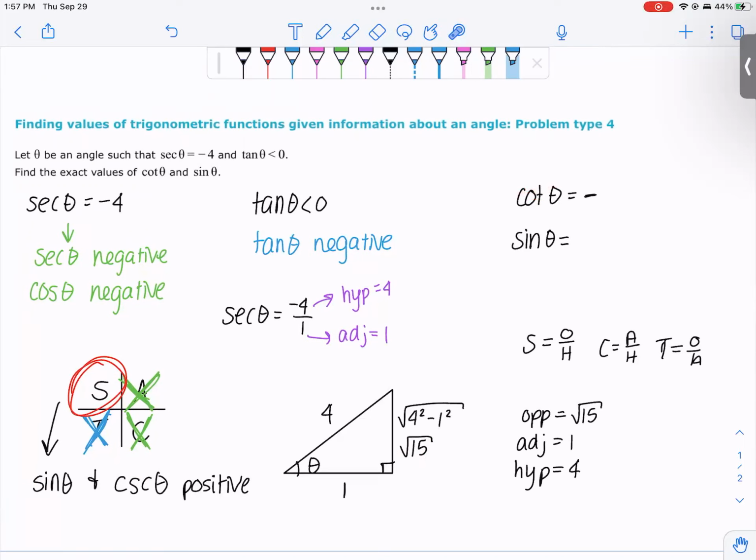Cotan is the reciprocal of tangent. So instead of opposite over adjacent, it's adjacent over opposite. And then sine is opposite over hypotenuse. That's part of SOHCAHTOA. And then we just put our numbers in. So cotan of theta, adjacent is 1, opposite is square root 15. Sine is opposite, square root 15, over hypotenuse, 4. And those are my answers.